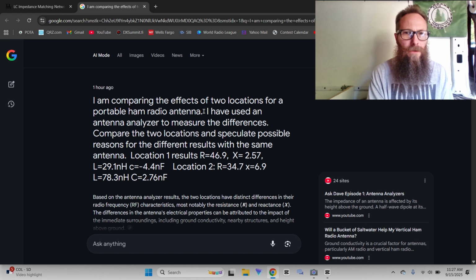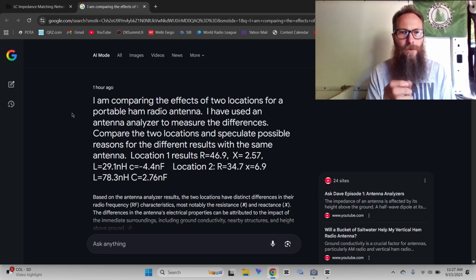So my question, here's how I worded it. I am comparing the effects of two locations for a portable ham radio antenna. I have used an antenna analyzer to measure the differences. Compare the two locations and speculate possible reasons for the different results with the same antenna. And then I listed the results off my meter.